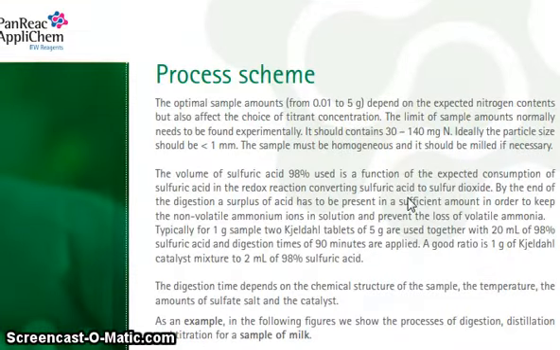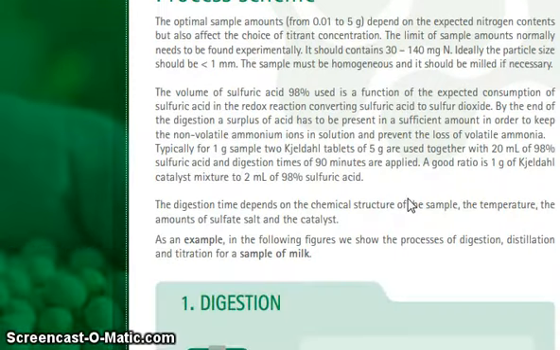So friends, the process scheme. The optimal sample amount is 0.01 to 5 grams, depending on the expected nitrogen content, but it also affects the choice of titrant concentration. The limit of sample amount normally needs to be found experimentally. It should contain 30 to 140 milligrams of nitrogen. Ideally, the particle size should be less than 1 mm. The sample must be homogeneous and should be milled if necessary.